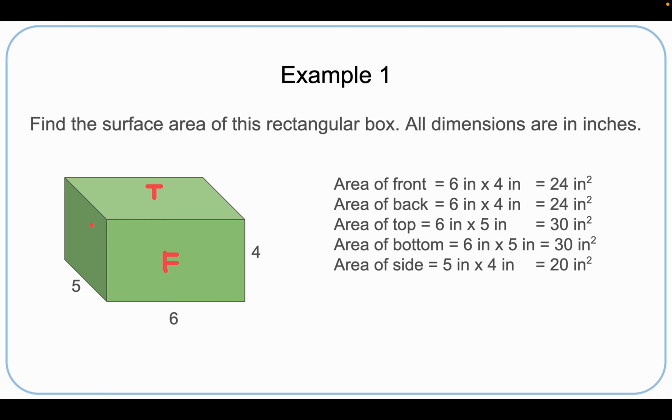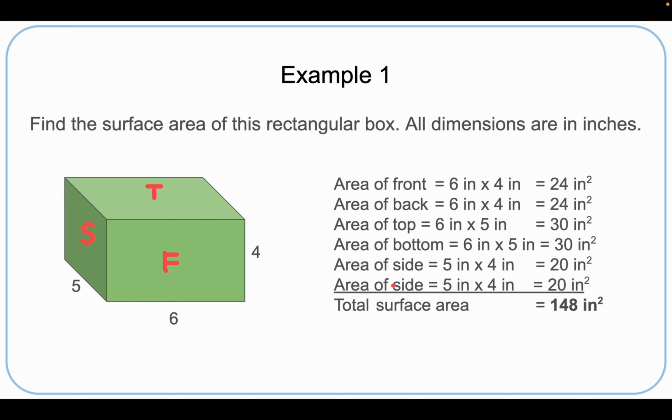And then we have the sides here. The side is 5 here and 4 going up and down. So the area of the side is 20 inches squared. And then, of course, the side that we can't see is the same, 20 inches squared. And so if we add all of those together, we get our total surface area of 148 square inches. So notice that a rectangular box or a rectangular prism is going to have 6 sides that we're adding together to get the total surface area.